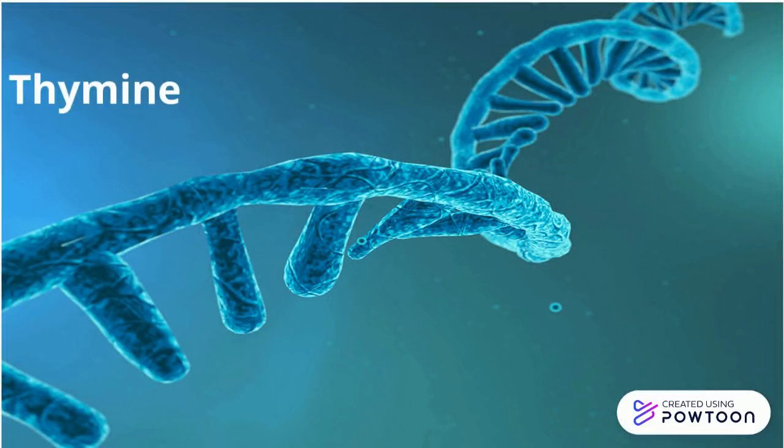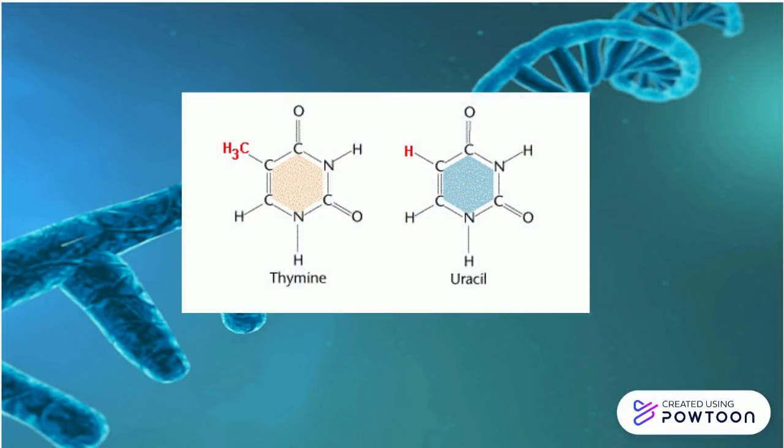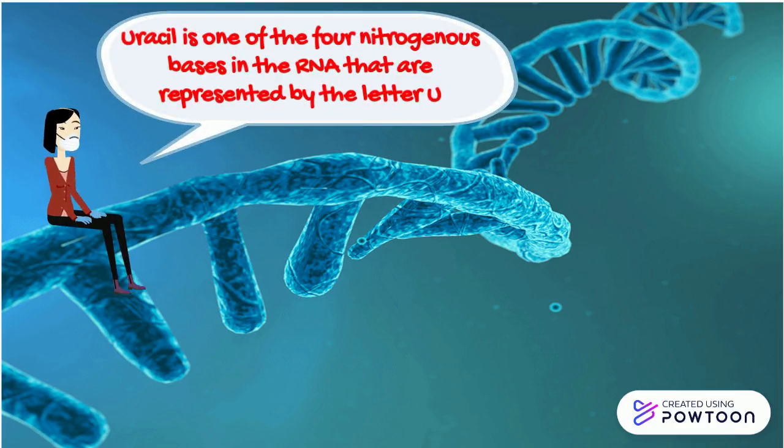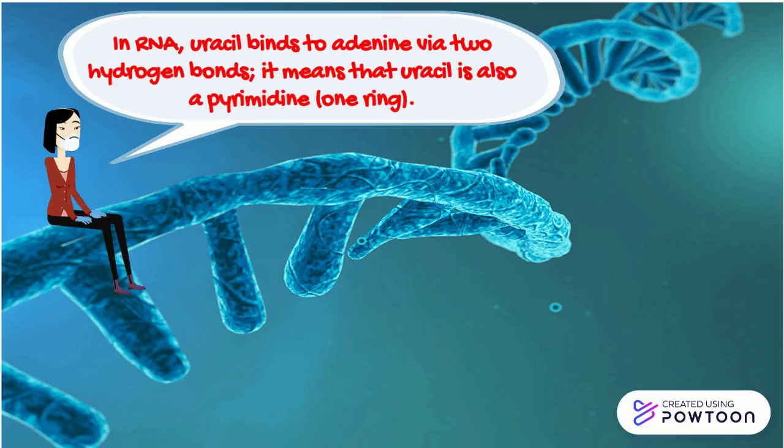It also should be mentioned that in RNA the thymine is substituted by uracil, which is a demethylated form of thymine. So uracil is one of the 4 nitrogenous bases in RNA and is represented by the letter U. In RNA, uracil binds to adenine via 2 hydrogen bonds. It means that uracil is also a pyrimidine.